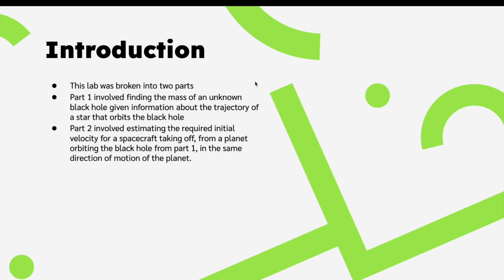This lab was broken into two parts. The first part involved finding the mass of an unknown black hole given information about the trajectory of a star that orbits the black hole and its related quantities. Part 2 involved estimating the required initial velocity for a spacecraft that was taking off from a planet that orbits the black hole, the same black hole from Part 1, in the same direction of motion as the planet.